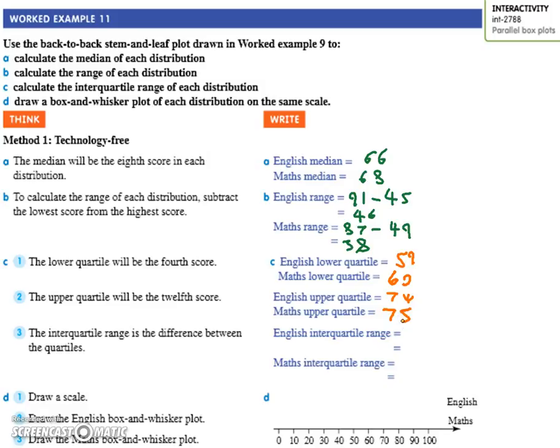All right, we don't need the data anymore. We've got it all here. Now, what's our English interquartile range? Upper quartile minus lower quartile. And what's our interquartile range on maths? Exactly the same. Everyone happy with that? Okay. Now we get to draw them.